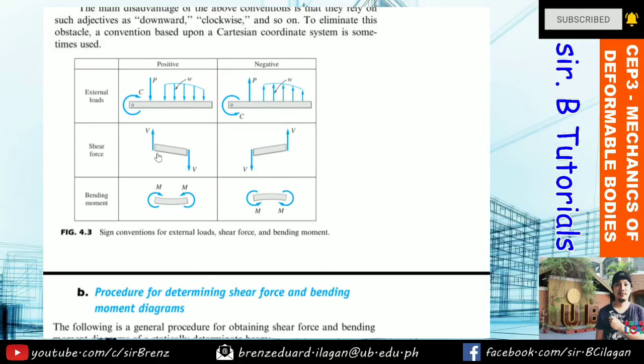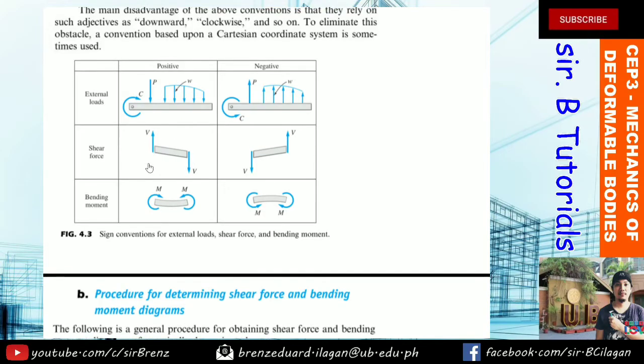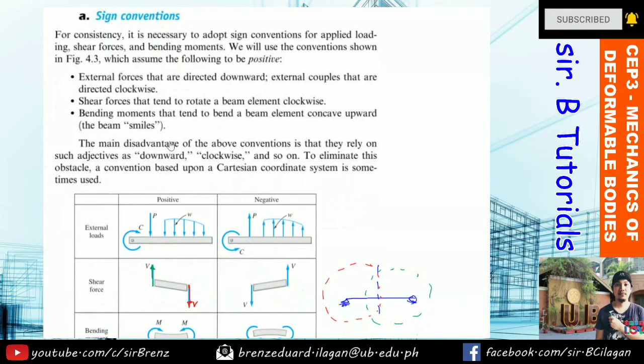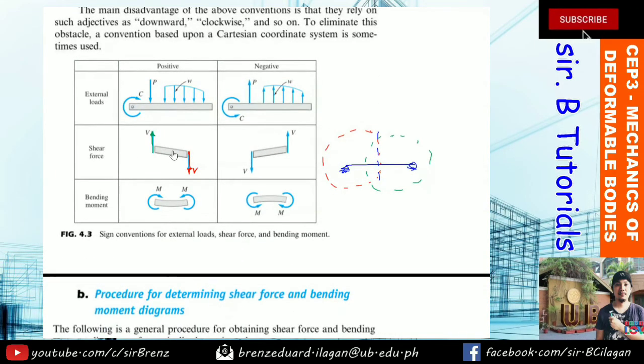For the shearing force, let's say for example you have a beam. When you section it, if the right portion is what you consider, the upward shear is considered positive. And if the left portion is what you consider, the downward shear is positive. Or as it says here, shear force that tends to rotate a beam clockwise. Imagine this as the middle of your beam section: the rotation is clockwise. And negative is vice versa, when it rotates the other way. So even just this portion, remember that.